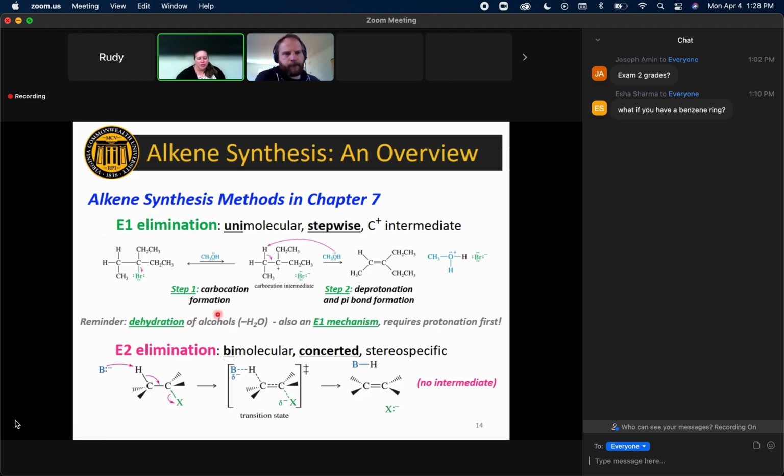And this is just a reminder that if we want to do a dehydration of alcohols, so we've been talking mostly about alkyl halides to make alkenes, but we can also do this from an alcohol, but it has to go through an E1 mechanism, and we have to protonate that alcohol first to get it to be a better leaving group in order for it to leave and create our carbocation intermediate. In that case, that step would happen before this step, so carbocation formation would actually be step 2 in an E1 mechanism, but carbocation formation will still be the rate determining step.